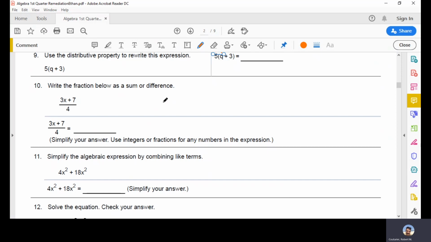Next thing they want us to do is remember that we shouldn't be afraid of fractions. We have the ability to manipulate fractions and do things with them. This one here has a binomial numerator and a single denominator. We know that we are allowed to take that fraction and break it up into two pieces.